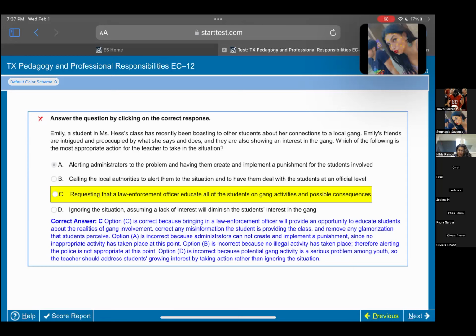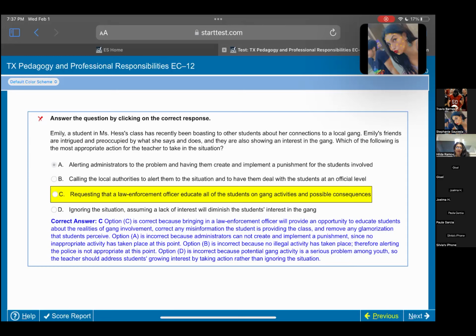You can bring it back. It will help not only Emily see the error of her ways, but also the friends that are there. Not for nothing, having a police officer in the class come and talk to you about gang life after you've been boasting about it, it's going to resonate with Emily. Alerting the administration and having them implement a punishment for the students involved? No.